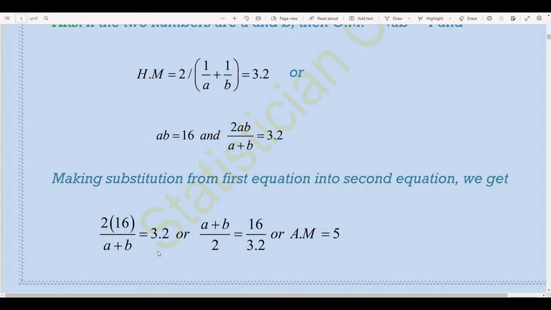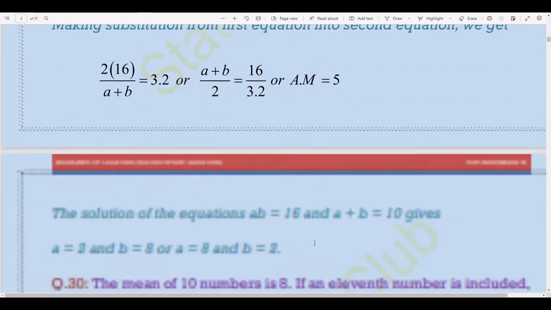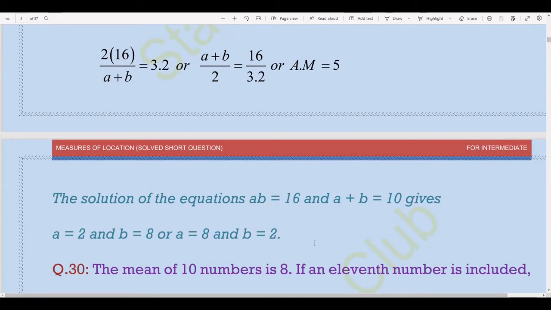So again, by cross multiplication, because our task is to calculate the arithmetic mean. When we cross multiply, 3.2 goes as the divisor of this side, and this term goes here, and 2 is the divisor. And now this term is equal to arithmetic mean. The formula of arithmetic mean is a plus b by 2. So 16 divided by 3.2, arithmetic mean is equal to 5. The solution of the equations: ab is equal to 16, a plus b is equal to 10.